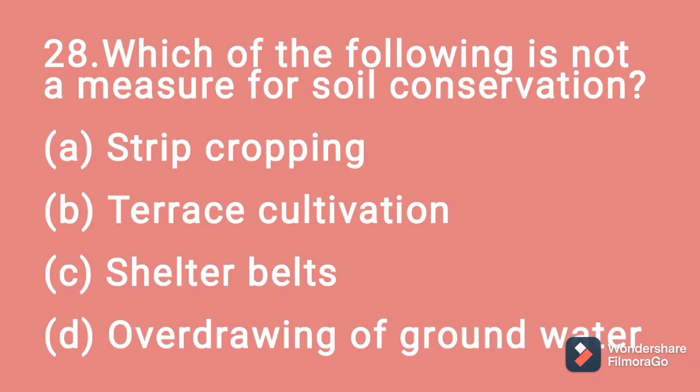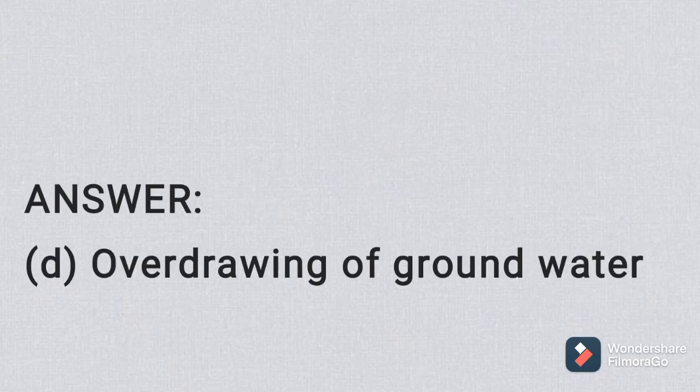28th question. Which of the following is not a measure for soil conservation? Option A, strip cropping, option B, terrace cultivation, option C, shelter belts, option D, overdrawing of groundwater. And the answer is option D, overdrawing of groundwater.